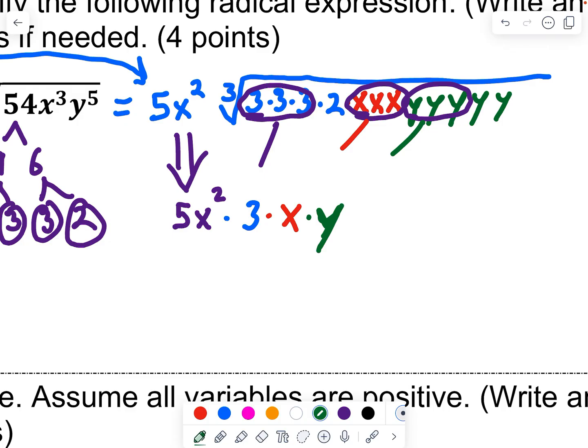And what do I have left over inside the cube root? I've got this 2 here. Couldn't take that out. And I've got a pair of y's over there. So I have 2, and then y times y is y squared. Okay, let's re-multiply what's outside the cube root. And I didn't write my cube in there. That's a cube root. Let's re-multiply what is outside the cube root.